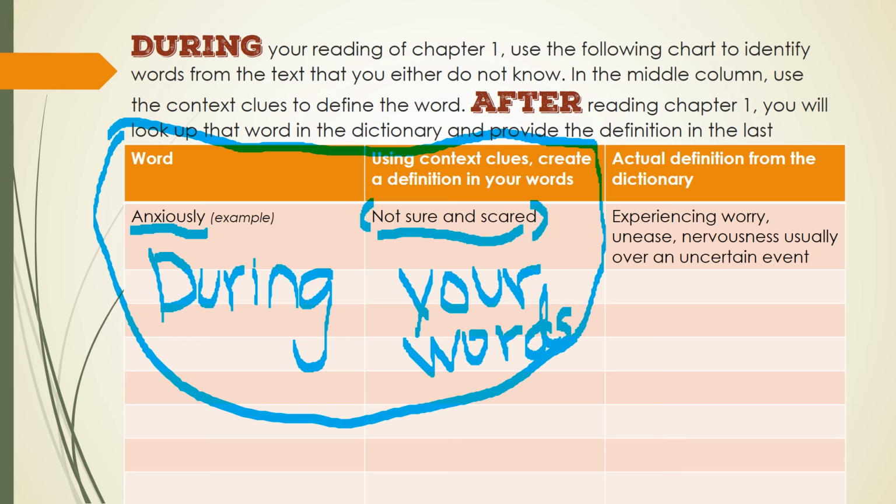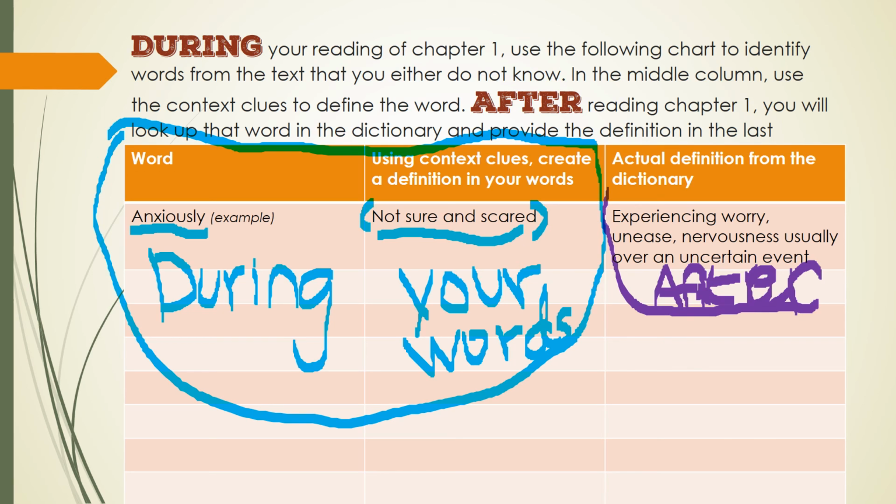Now, let's look at our after reading activity. I'm going to use a different color so that it's clear. After we read, we're going to do what's in purple here. After you finish reading chapter 1, I would like you to use the dictionary on Google, or if you prefer Webster online dictionary, to look up the actual definition from the dictionary and put it here. So let's look at the example that I gave you. Experiencing worry, unease, nervousness, usually over an uncertain event.